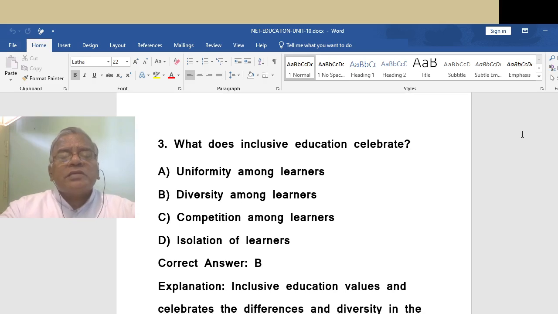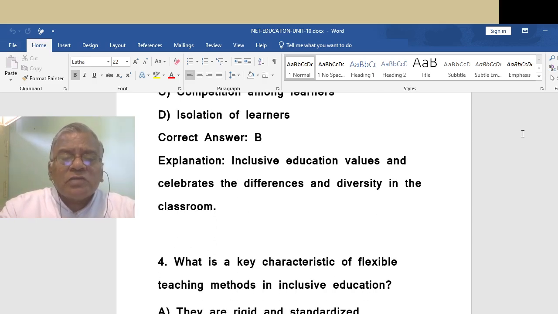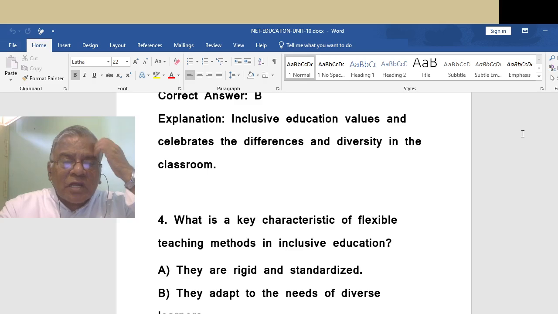What does inclusive education celebrate? Uniformity among learners, diversity among learners, competition among learners, isolation of learners. That is diversity among learners, and this is what inclusive education celebrates. Diversity is a springboard for equity and equality in the school system. So, inclusive education values and celebrates the differences and diversity in the classroom.